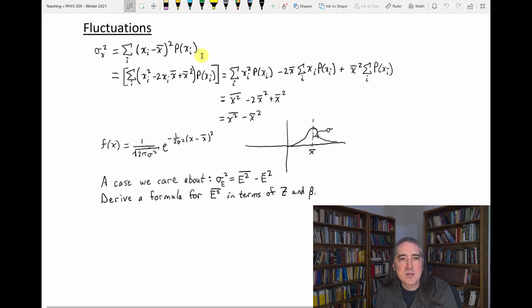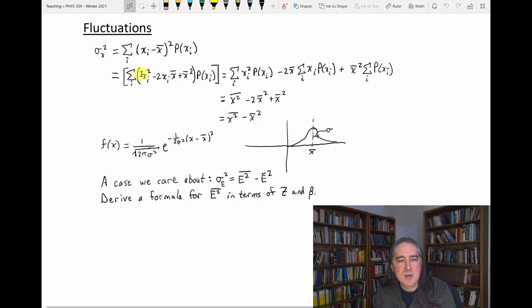Now, that's a good definition for it. It may not be the most convenient way to calculate things, though. So the next thing I want to do is derive a sort of nicer formula for how you can calculate the variance. And all we're going to do is square this out, right? So we get xi squared minus twice xi times x bar plus x bar squared. The probability is still sitting here.